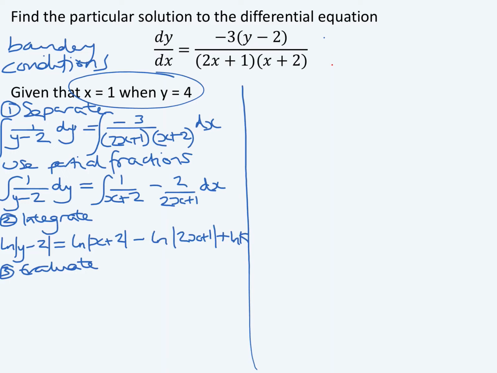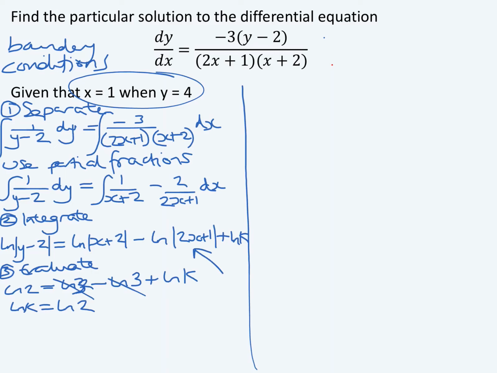Okay, so if I sub in that y is 4 and x is 1, I get ln 4 minus 2 is 2. I don't need the modulus symbol because the modulus of 2 is 2. Okay, this is going to give me ln 2 as well. Oh, hang on a minute. Sorry, ln 3. Then I've got ln of 3 again, and then I've got ln k. Maybe you can see, those two cancel out, so we get that ln k is ln 2.